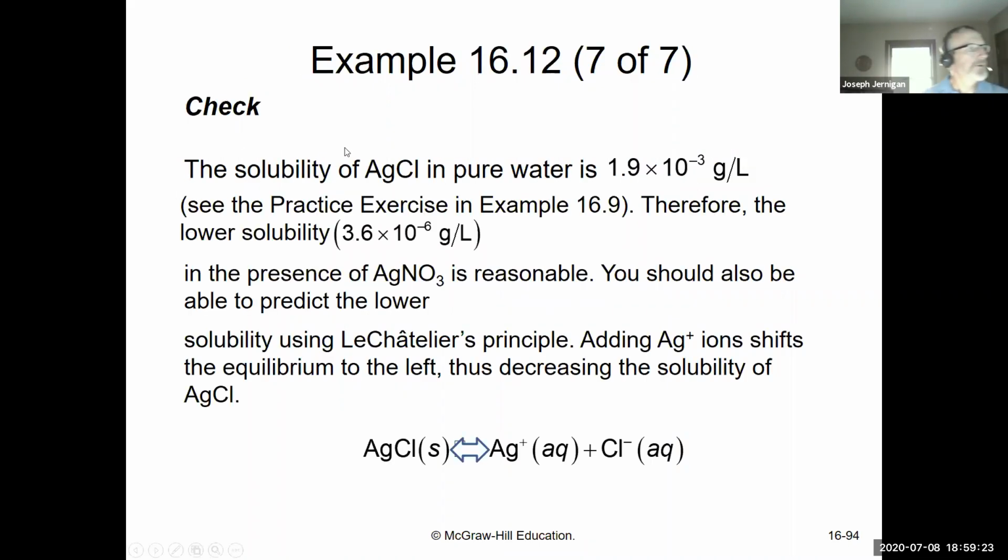Just a quick example here, and I think we have just talked about that. The solubility of silver chloride in pure water is as listed. We did a calculation. So this is just the bottom line summary of a calculation that we'll do shortly. The lower solubility in the presence of silver nitrate is reasonable. You can predict the lower solubility using Le Chatelier's principle. Adding silver ions shifts the equilibrium to the left, decreasing the effective solubility of the silver chloride. You're going to take more of the chloride out of the solution and therefore decrease the silver chloride.